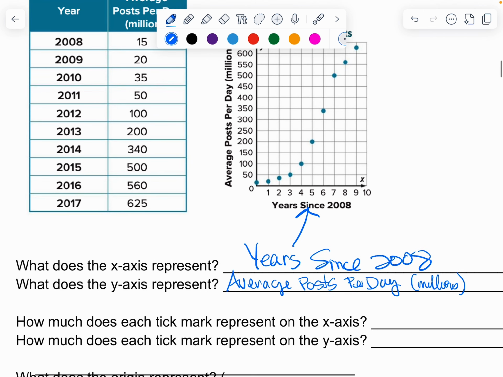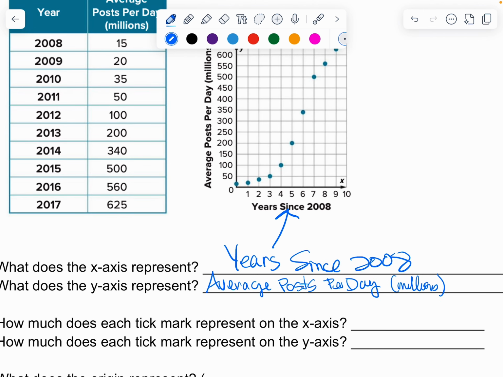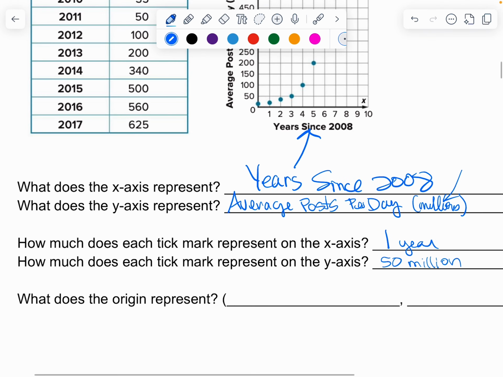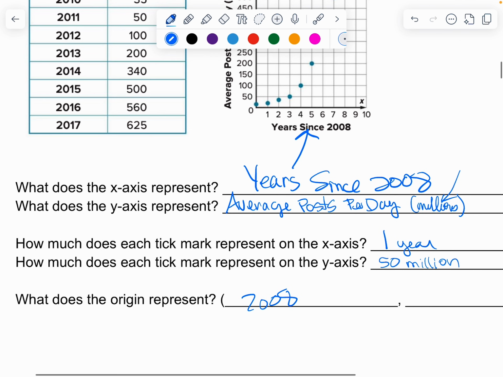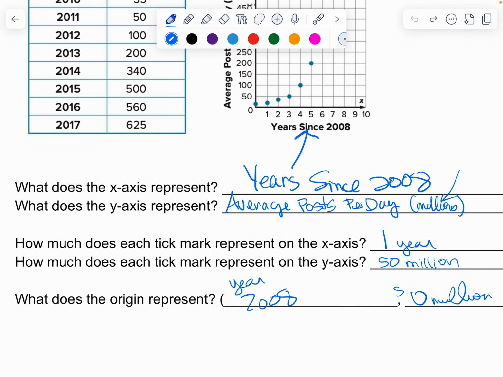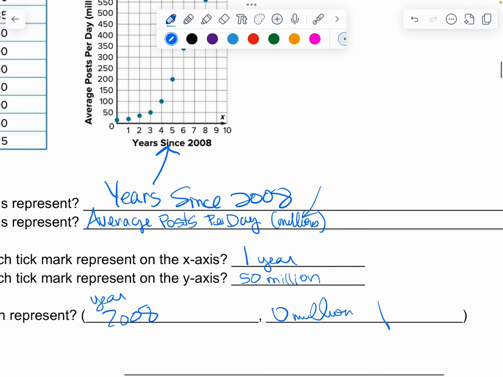How much does each tick mark represent on the x-axis? 1 year. And the tick mark on the y-axis, 50 million, because it says it's in millions. Okay, what does the origin represent? It represents the year 2008 and 0 million posts.